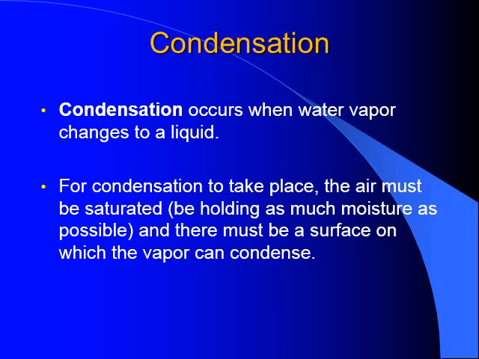Think about when you take a shower and the mirror in the bathroom is all foggy. That's condensation that's happening there. That air is really saturated from all of the moisture that was put into the air from the shower running. For condensation to occur also, you have to have a surface on which the vapor can condense. So if there's no surface at all in the air or around, like the mirror, then you're not going to get condensation. And condensation forms a cloud up in the atmosphere.